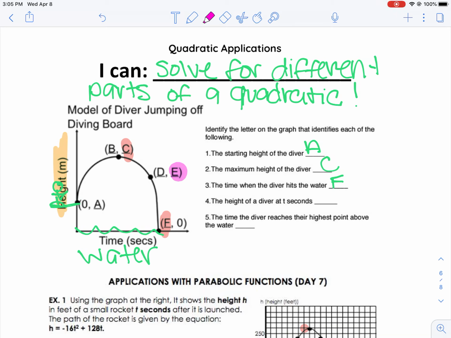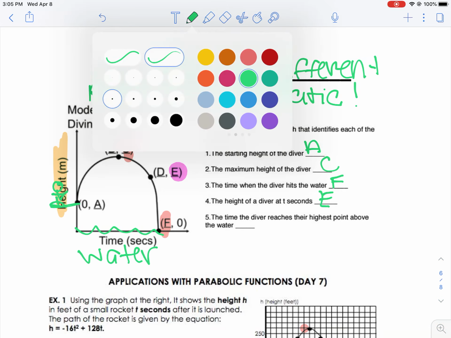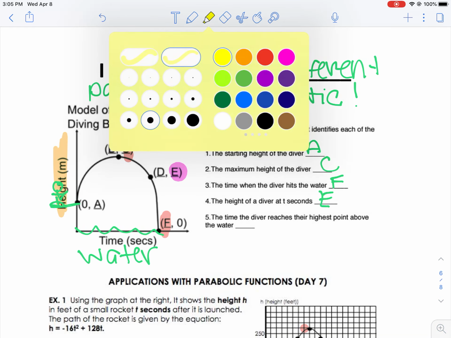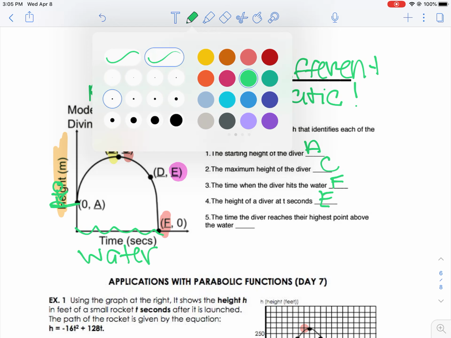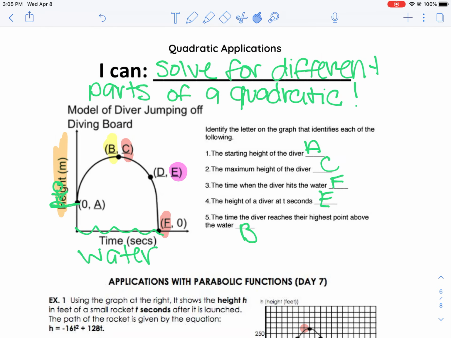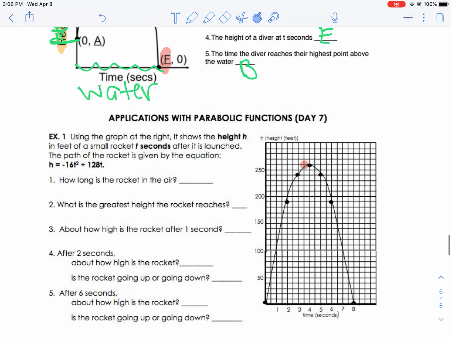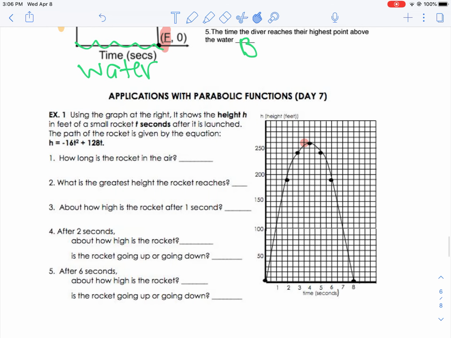The height of the diver after t seconds, well, height was your y. After a random amount of seconds, that would have to be this point here at E. And then the time the diver reaches their highest point, well, the highest point is the maximum. So if I look at the maximum, the time was your x, so that would have been B.